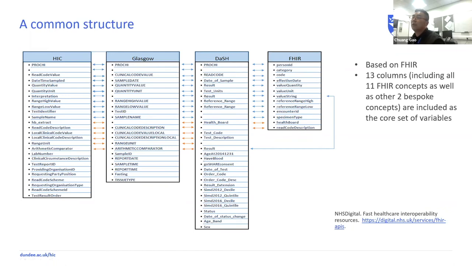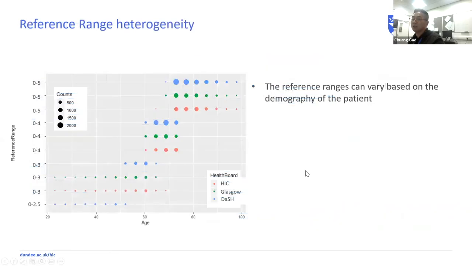these projects. The reason we localize FHIR is that it is one of the data structures widely used in NHS England as well. This link will provide you more information about FHIR. The reason we need to adapt it is because we need to add two bespoke concepts. One is health board, and one is read code description, which provides more information to the researcher about what the test is about. We believe that is absolutely essential.